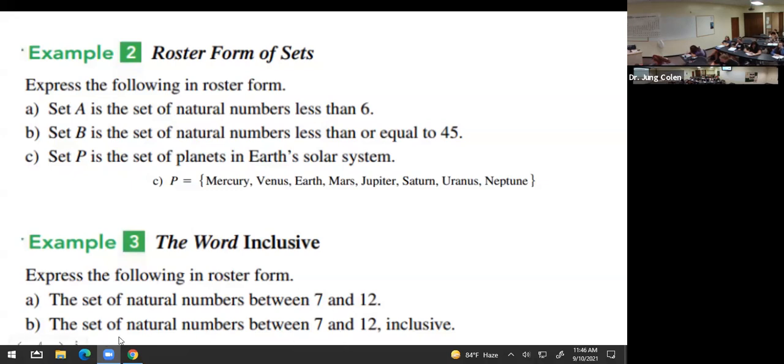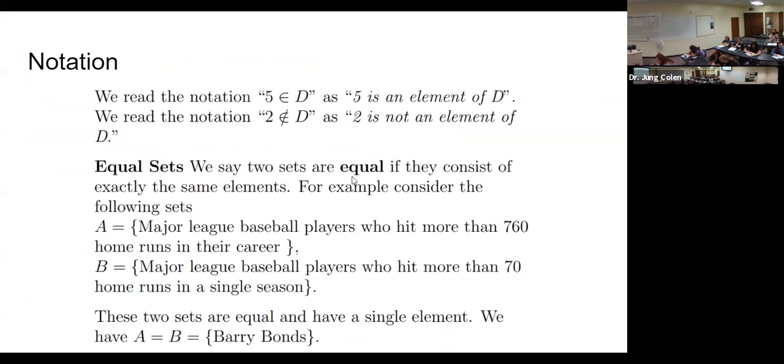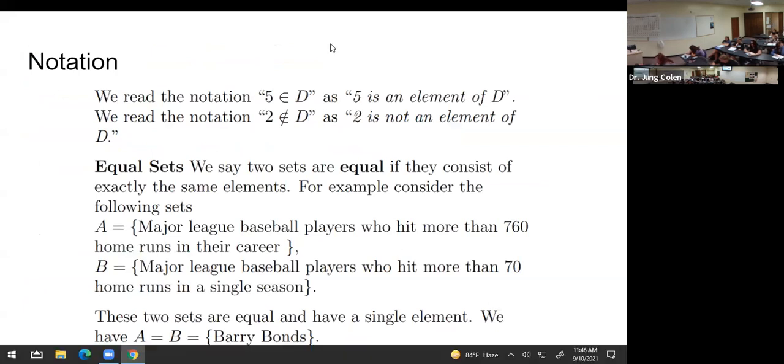Excellent. How about this one? The set of natural numbers between 7 and 12 inclusive. Inclusive. Camden? It would be 7, 8, 9, 10, 11, 12. There we go. Okay, so you're going to include the 7 and 12. Good? Okay, I don't think you guys have a question for that.